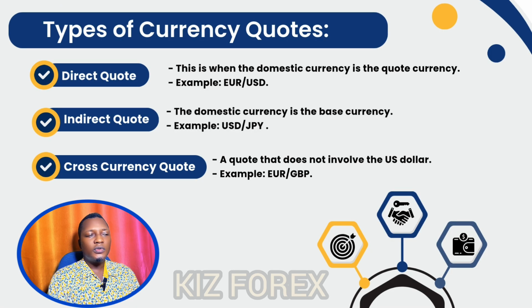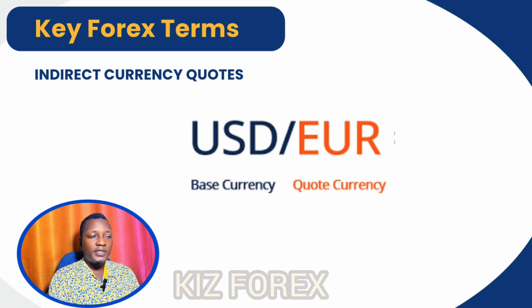The indirect currency quote. What is the indirect currency quote? It is just the opposite of the direct currency quote. The indirect currency quote is when the domestic currency is the base currency, that is, the higher currency comes first in the quote. Like you can see again in this graphical representation, we have the USD Euro. This USD, being the base currency, is the highest currency, and the Euro is the lesser currency coming as the quote currency. So this is an example of the indirect currency quote.